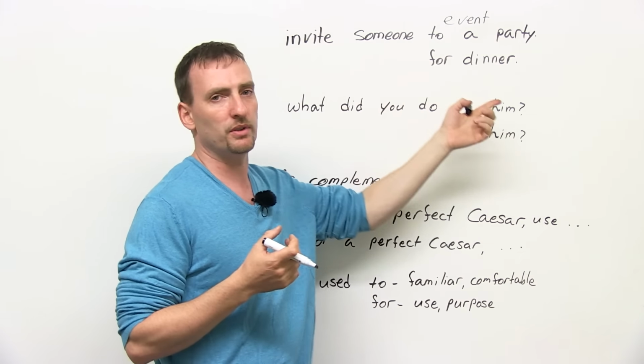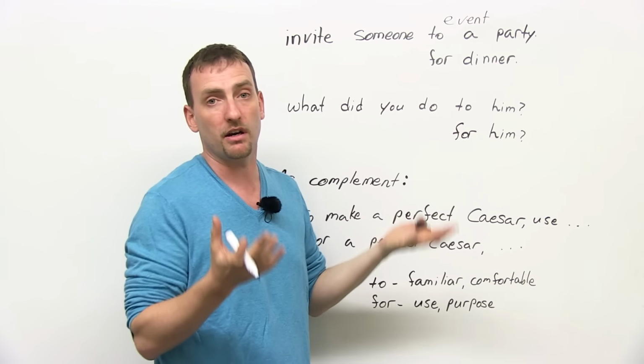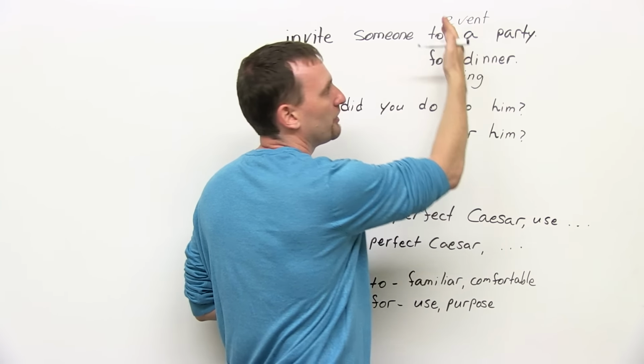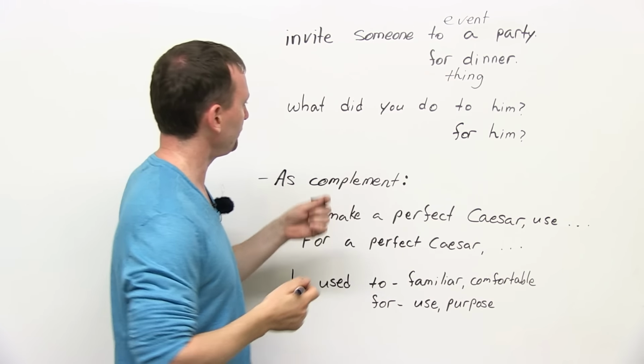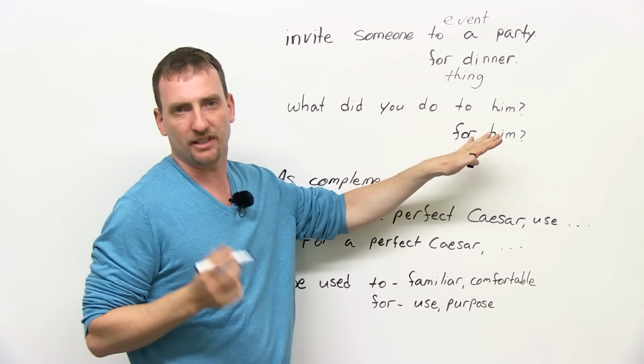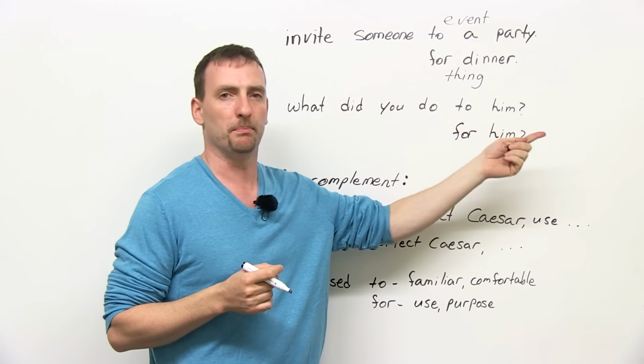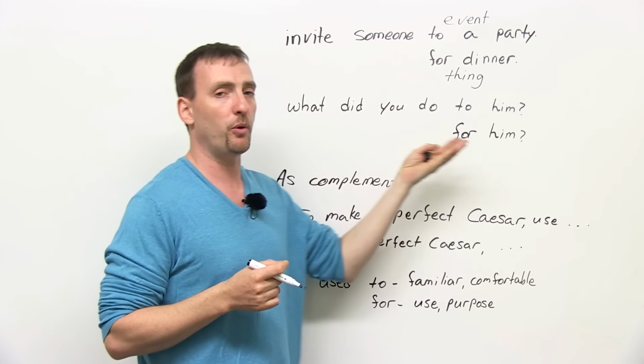If you invite someone to dinner, you're inviting them to the dinner party. It's a little bit different. Here you're inviting for a thing, here you're inviting for an event. Now, I put this in a question form and you'll understand why in a second. What did you do to him? What did you do for him?